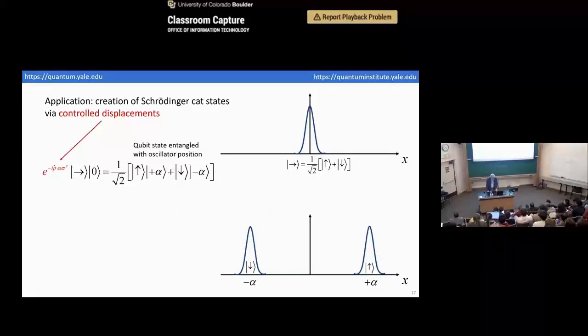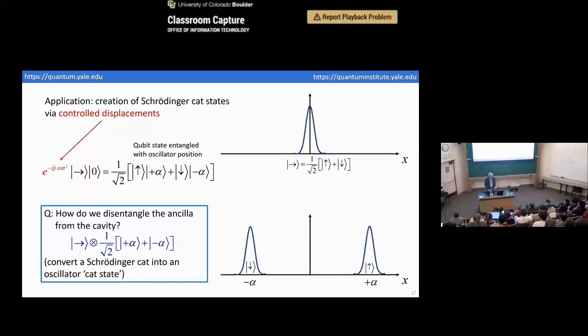Okay, so how do we disentangle the spin or the qubit from the cavity and have the spin pointing to the right and the cavity in a superposition of two positions at once, alpha? Okay?